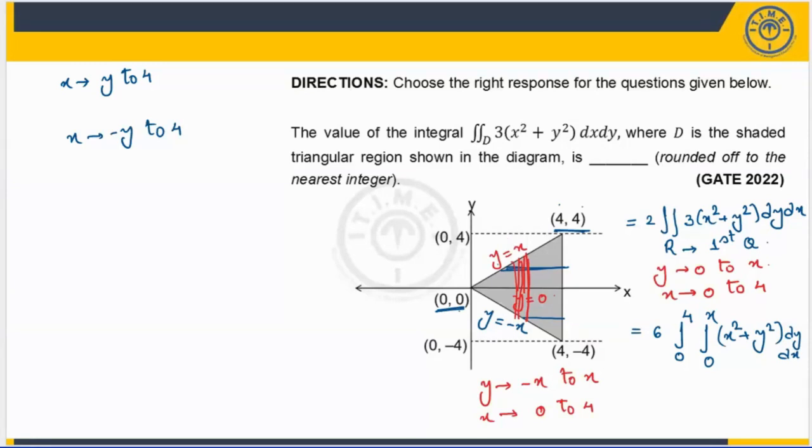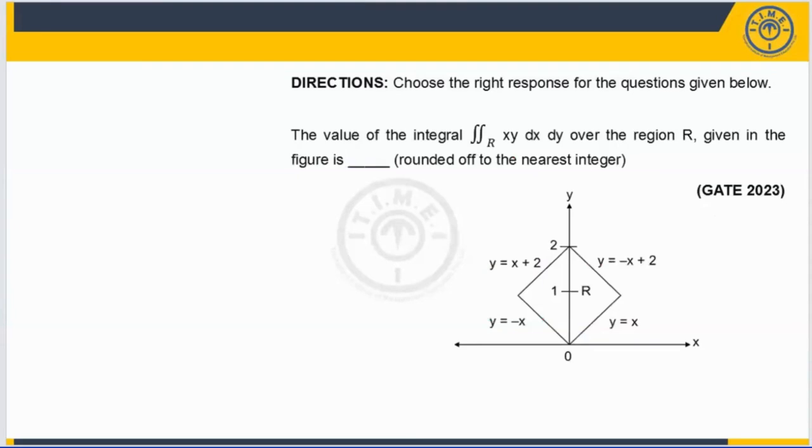Right, so integrate this, apply the limits, and you'll get your required value. Now again, in 2023, electrical, 2 marks.